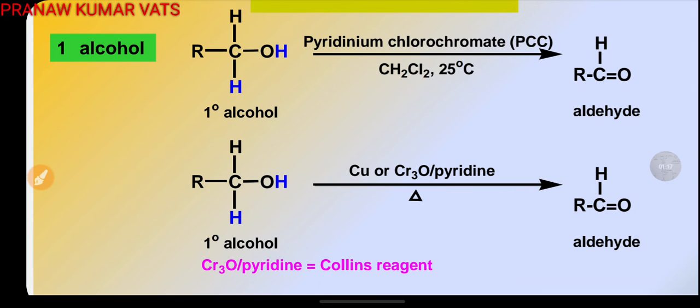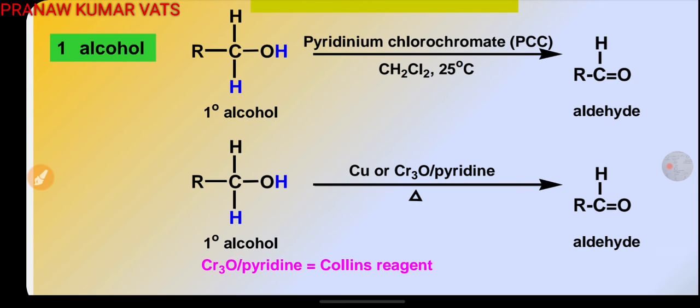Now oxidation reaction. In oxidation reaction, alcohol is treated with PCC in methylene chloride solution at 25 degrees Celsius. Then it results in formation of aldehyde. So you can see here 1 degree alcohol, when treated with PCC, results in formation of aldehyde.